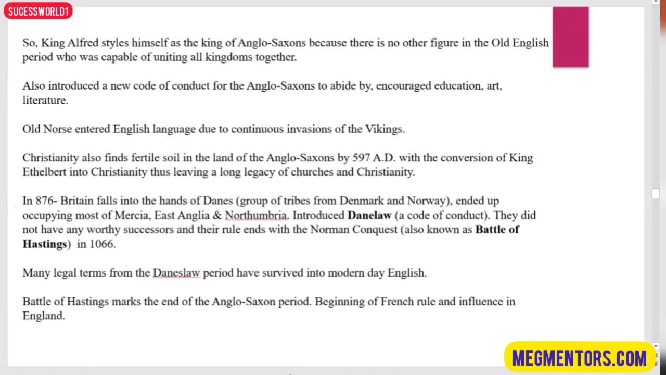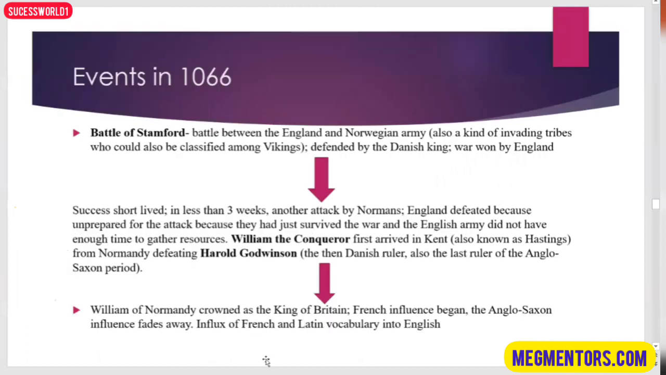The Norman conquest is also called the Battle of Hastings, and it took place in 1066. It also marks the end of the Old English period, right? Many legal terms that we know today actually entered from Danelaw, and they have survived into modern day English. And the Battle of Hastings marks the end of the Anglo-Saxon period, like I mentioned, and the beginning of French rule and influence in England. Okay, so events in 1066.